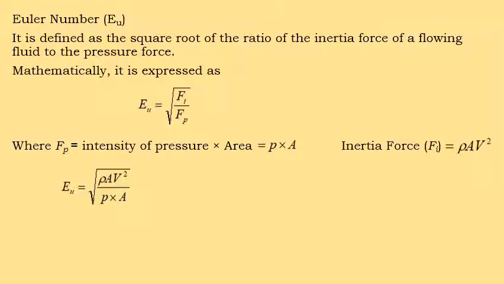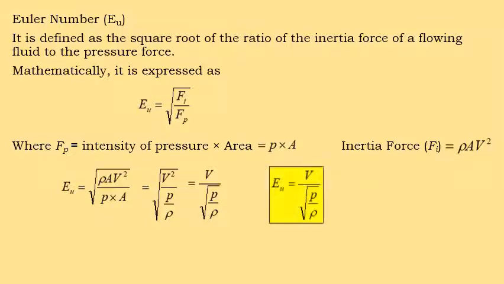Once again here A gets cancelled. In the numerator it is the square root of rho v square, and that rho is now taken to the denominator. At that time it is P by rho. So now the square root of v square we can write as v, by the square root of P by rho. So that is the expression for Euler number Eu.